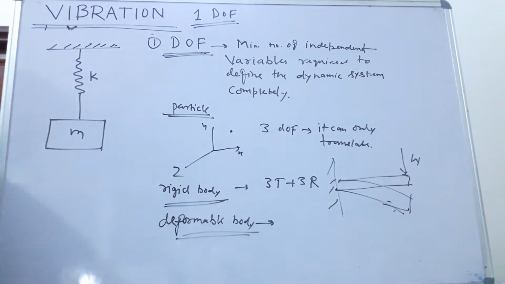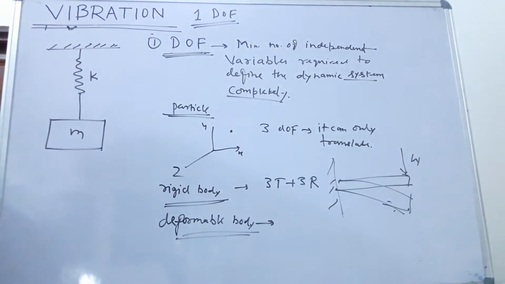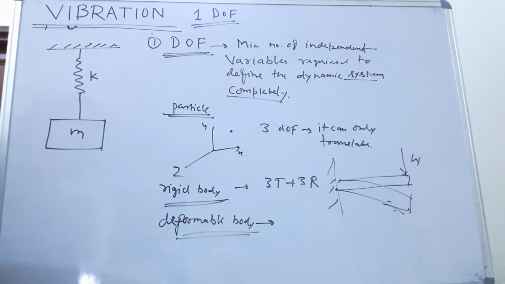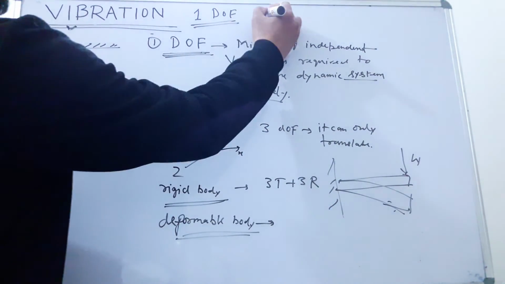So if I am asking what will be the number of independent variables to define the system completely, to define the system completely, in this particular system, the response is very important.